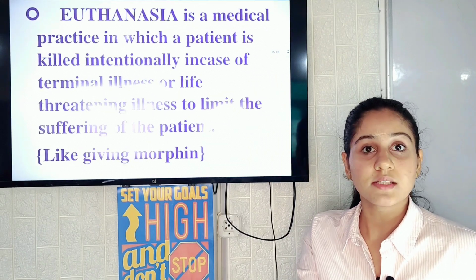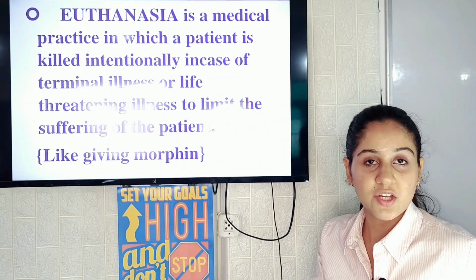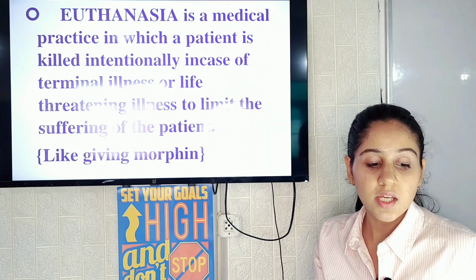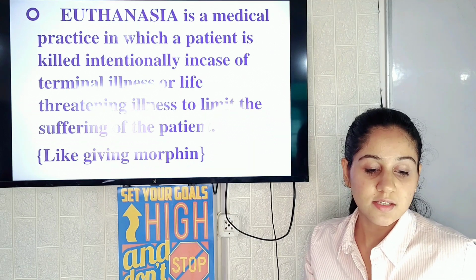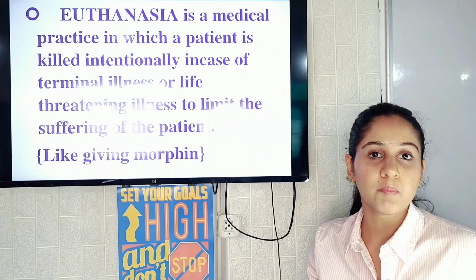So euthanasia is a medical practice in which a patient is killed intentionally in case of terminal illness or life-threatening illness to limit the suffering of the patient.